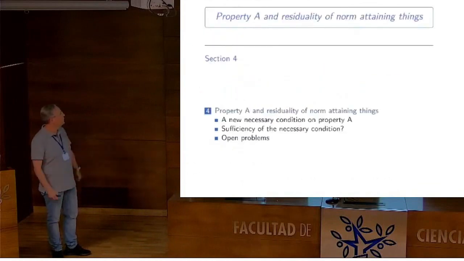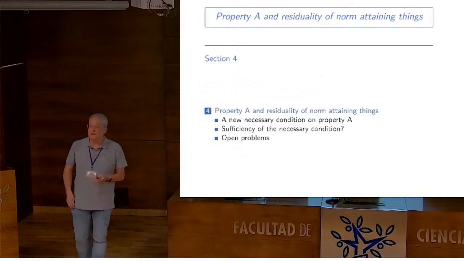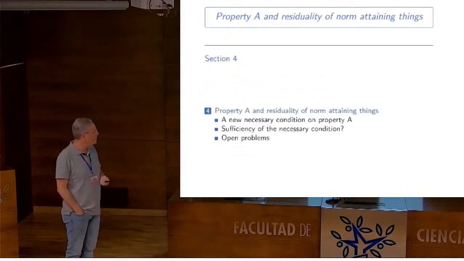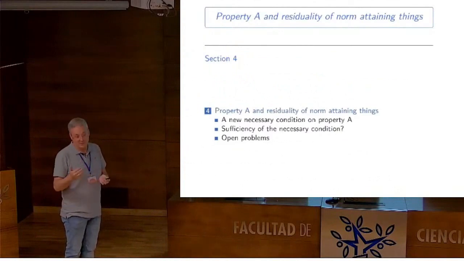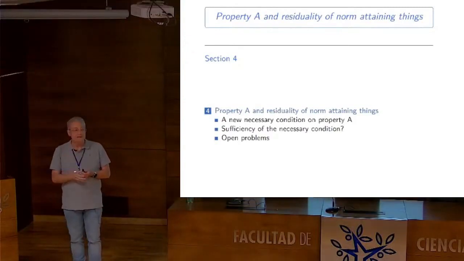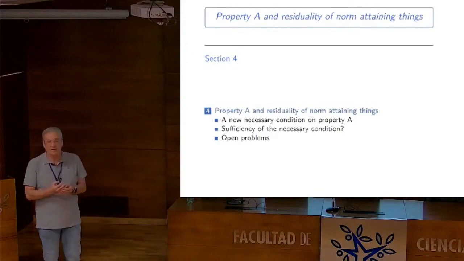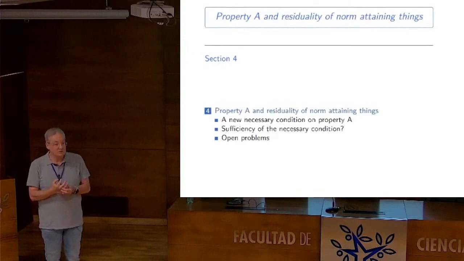Let's go to property A and residuality of not attaining things. I just finished my talk yesterday with some open problems, and I said some of them I will try to solve. One of them was to try to write property A in a way that doesn't use operators, only using properties of the space or properties of the dual at most, or of the bidual, if we are not lucky.